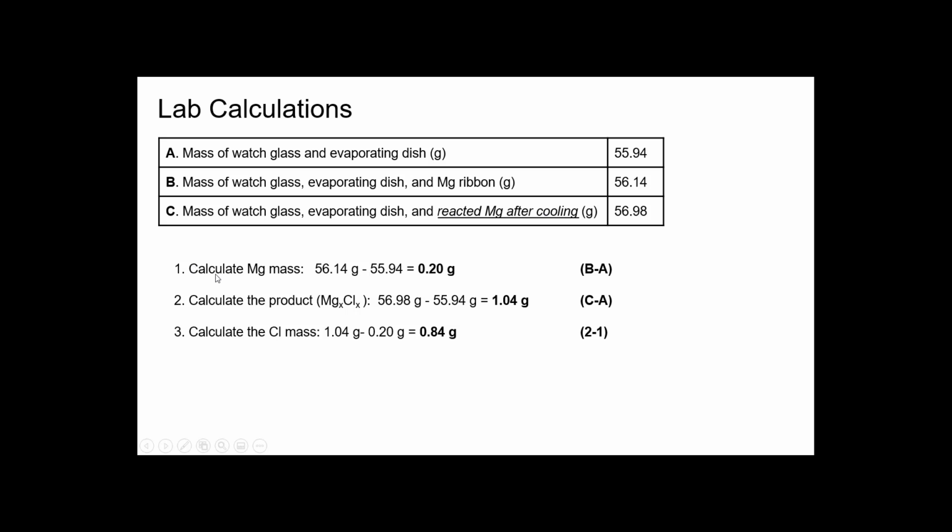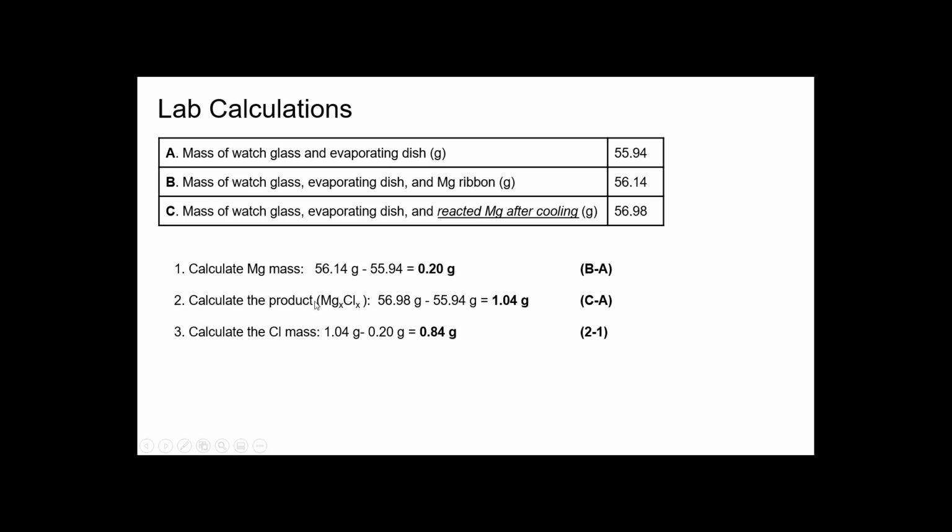So the first thing you do is you determine the magnesium mass. I provided letters. They aren't on your lab, but this makes it easier for you to follow the steps. So calculate the magnesium mass, and that is simply subtracting the watch glass and evaporating dish from everything that you have, so then you'll only have the magnesium ribbon amount.